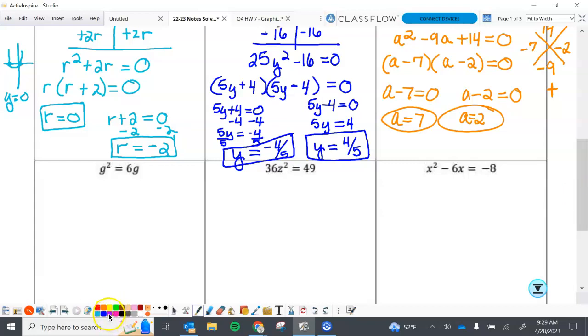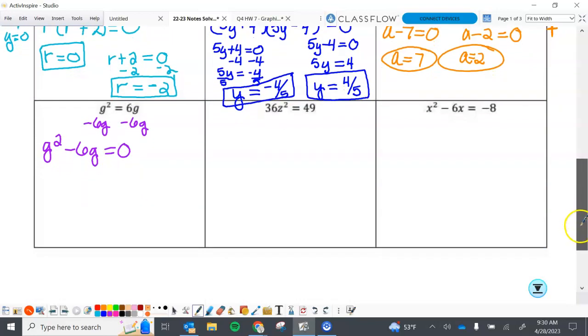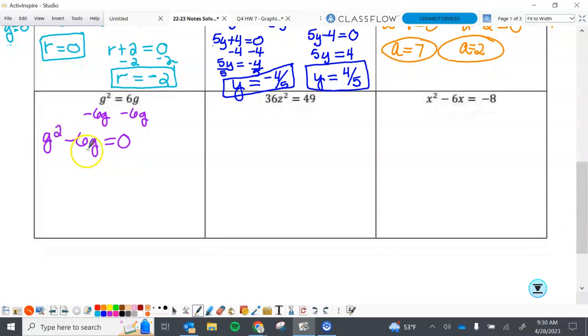Our next one, we're going to go ahead and set equal to 0. So I'm going to take this 6g and move it to the other side by subtracting it on both sides. So my new quadratic comes out to be 6g squared minus 6g equals 0. This is a GCF, greatest common factor type of factoring. So we're going to take the g out, divide everything by g, and we'll have g minus 6 equals 0.